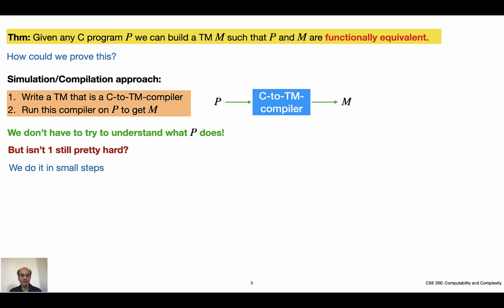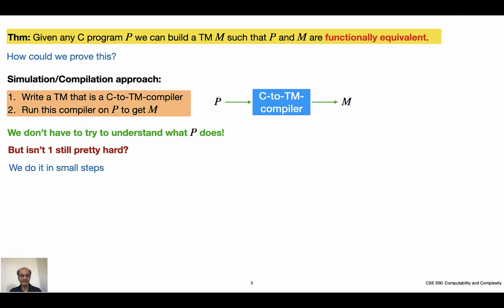What I claim is what we're looking for is simply a compiler. That language wasn't quite present back then, but remember that a compiler takes a high-level language program and turns it into one in a lower-level language. But that's exactly what we want to do. Our high-level language is C, our low-level language is Turing machines, and I want to compile my C programs down to Turing machines. So if I can write such a C to Turing machine compiler, I'm done, because then to get the Turing machine corresponding to P, I just run the compiler on P.